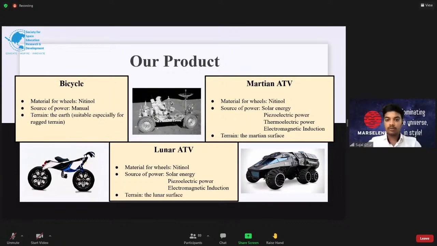So they will be lighter, so the wheels can move at even faster speeds. And finally, nitinol wires are relatively cheap, so the cost of the production will not be raised substantially.